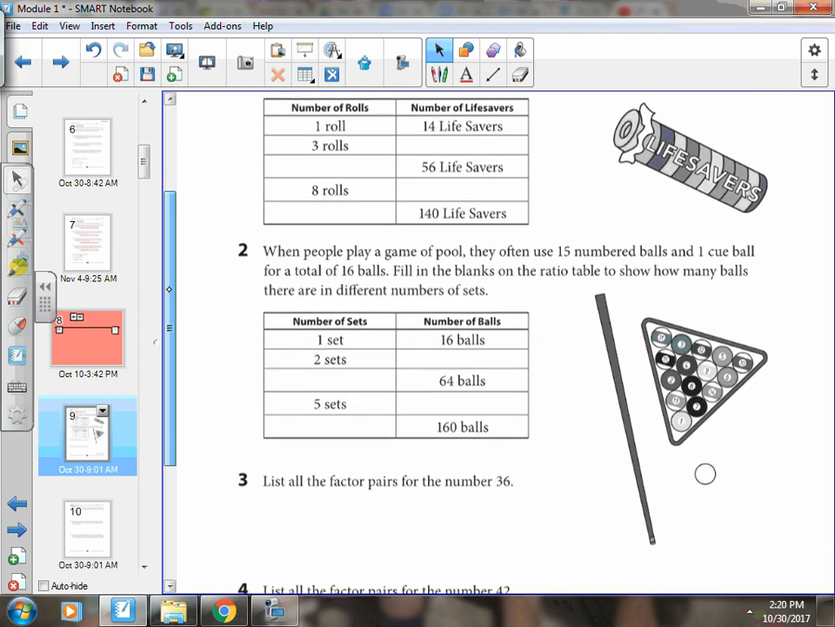Number 1 and number 2 are both ratio tables. Number 1, for every roll there are 14 lifesavers. So I'm thinking 14, 14, 14, 14, 14. All right, if one roll is 14, then 3 rolls would be 42.